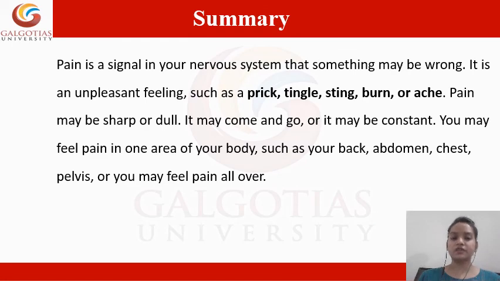In summarized form, we can say that pain is a signal in your nervous system that something may be wrong. It is an unpleasant feeling such as a prick, tingle, sting, burn, or ache. Pain may be sharp or dull. It may come and go, or it may be constant. You may feel pain in one area of your body, such as your back, abdomen, chest, pelvis, or you may feel pain all over.